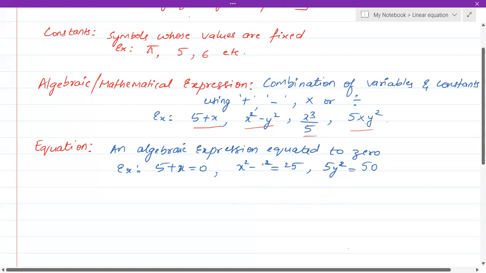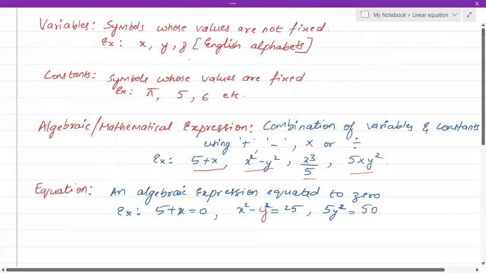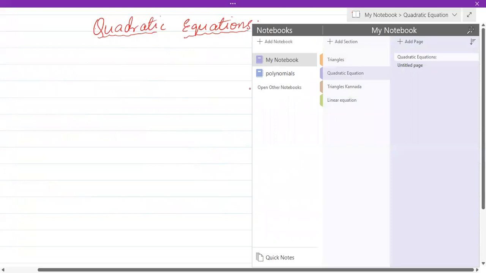So doesn't matter x square minus y square. Doesn't matter what we equate, we have to equate it to something. So this is known as equation. So we know what is an equation. Basically, equation is an expression, a mathematical expression in which it is equated to something. So what is a quadratic equation? It is also an expression. It is also an expression which is equated to something. Okay. So let's get into quadratic equation.